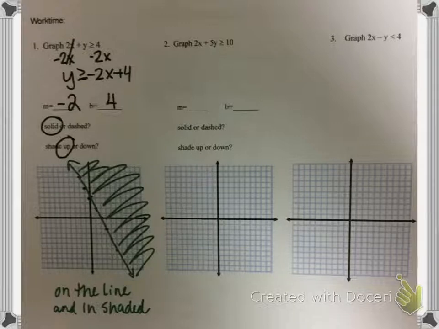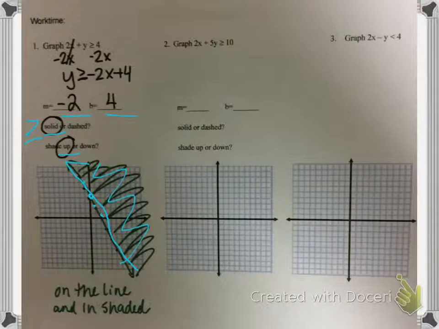Alright, our next one. We got 2x plus y is greater than or equal to 4. So we subtract 2x from both sides. I get y is greater than or equal to negative 2x plus 4. So we know that our slope is negative 2 and our b is 4. Since we have a greater than or equal to sign, it's going to be a solid line, and it's greater than, so it's going to be up. So we graph our equation. Start at positive 4. We go down 2 over 1. Up 2 over 1. We get our line. Alright, and then it's above it.